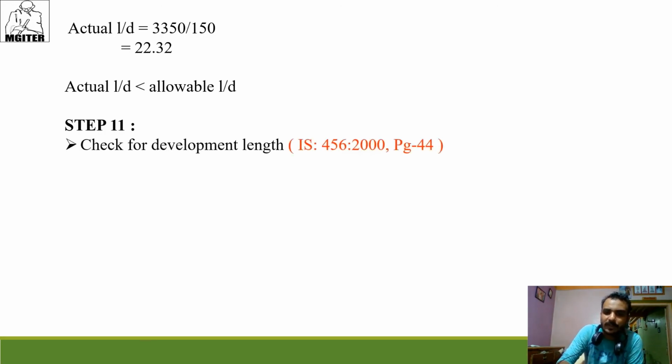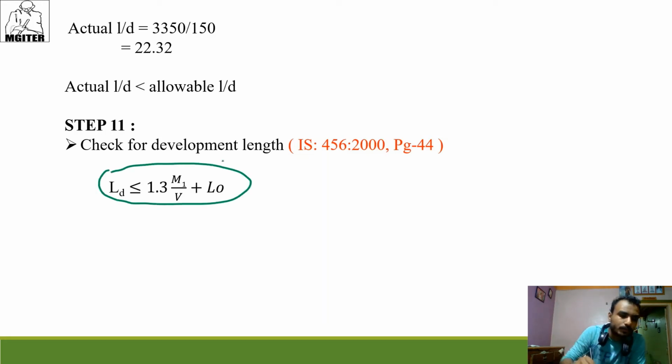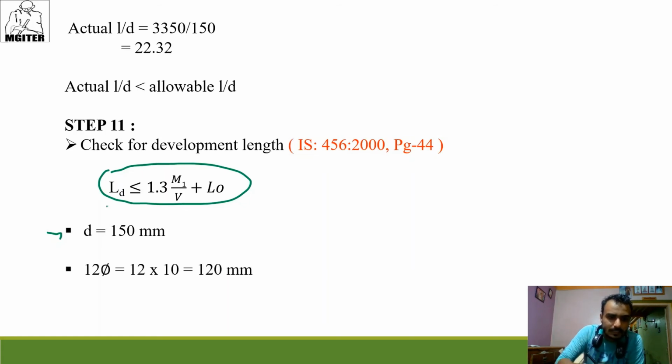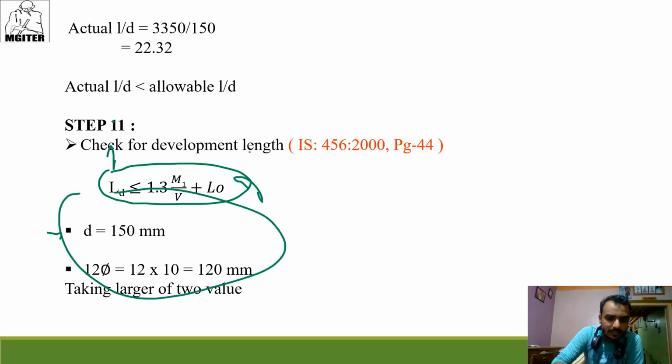Then after, check for development length. IS 456:2000, page number 44. There is an equation: Ld is equal to 1.3 M1 by V plus L0. So depth is 150 mm, and 12 phi, 12 into 12 is 144 mm. So taking the larger value of the two, these two values we can find out L0. So L0 is 150 mm. For both values we use effective depth and 12 phi to find L0.